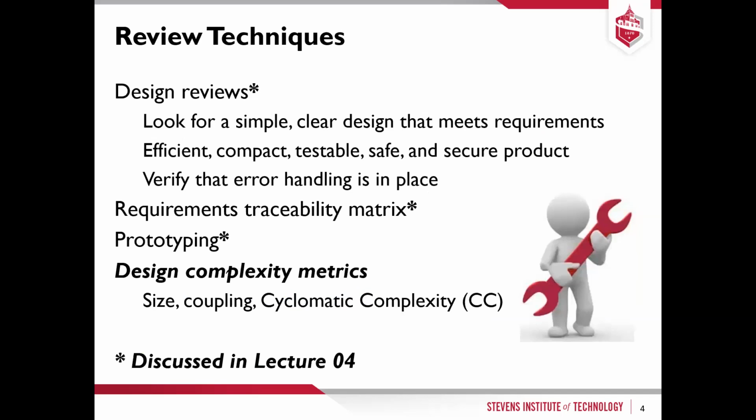Before doing that, we have different methods. One of them was different review techniques. We review different design models that we have. We look for the simplest and clearest design so we can work with that. Then we can look at the requirement traceability matrices. We can work with the prototype. Also, we can work with the design complexity metrics. Last week, we talked about design review, requirement traceability metrics, and prototyping that we can use. This week specifically, we talked about design complexity metrics, which covered different sizes of the system, coupling, and cyclomatic complexity.